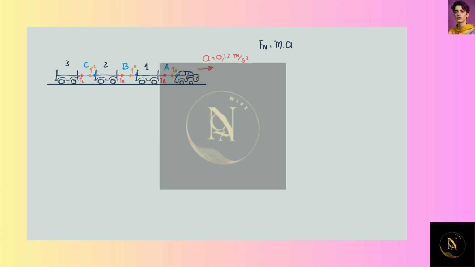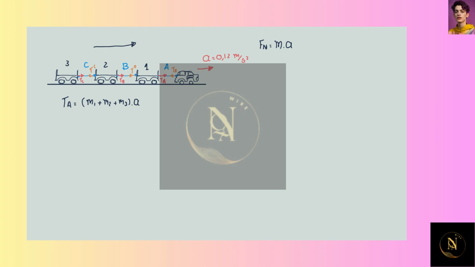Notice the following. This force, TA, is what is making everything move. So TA is responsible for making cars 1, 2, and 3 move. Then, supposing that my reference frame points to the right, we can say that TA is given by the mass of cars 1, 2, and 3 times the acceleration of the system. This is because TA is responsible for moving the objects 1, 2, and 3.